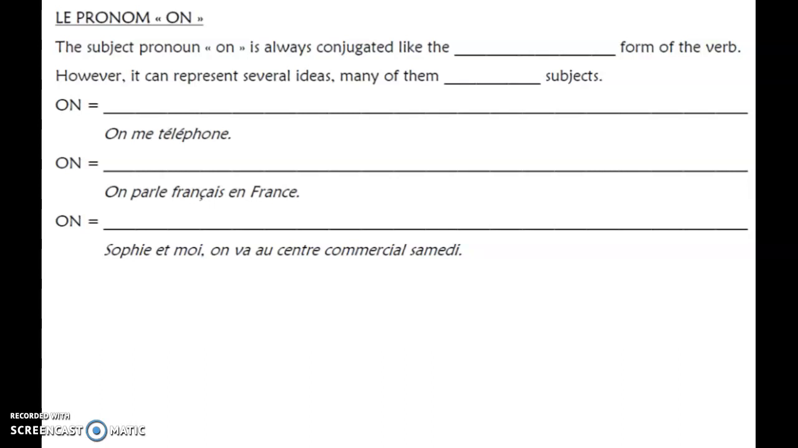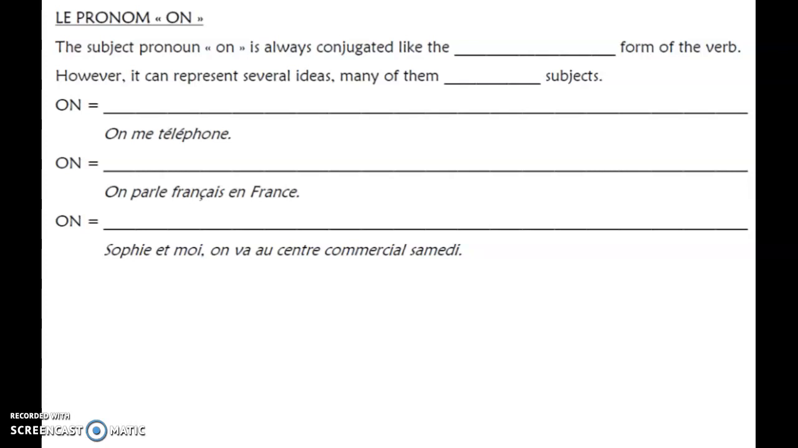So we've been using the subject pronoun on in some sentences and examples, and I want to make sure that you understand what it means because it's a little bit tricky. It doesn't necessarily have one single meaning, like the way that je means I, or il means he, or nous means we. On actually can represent kind of three different ideas.